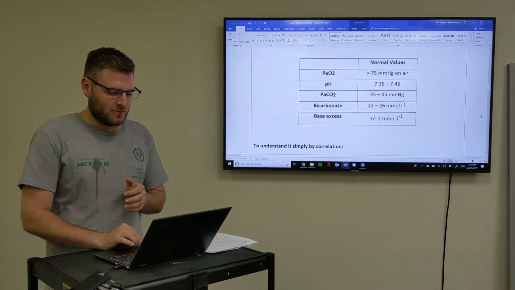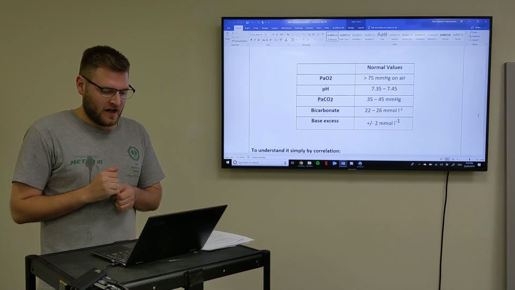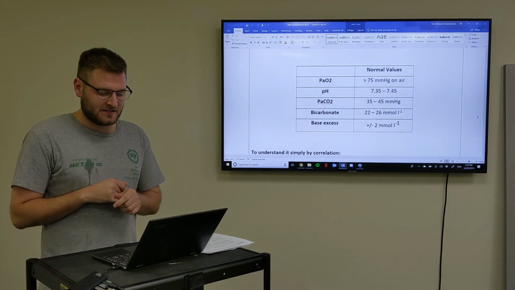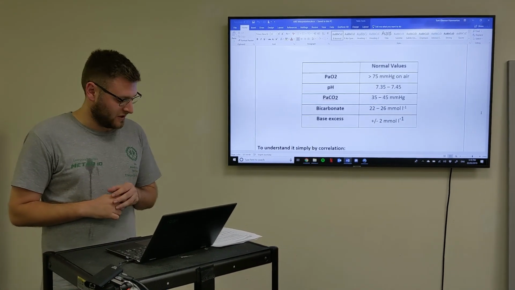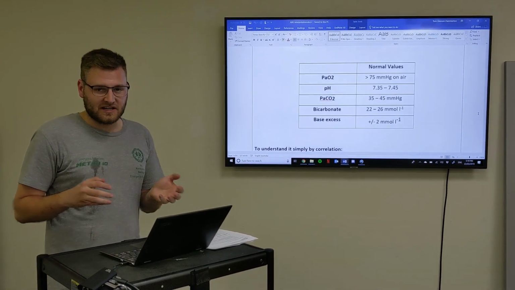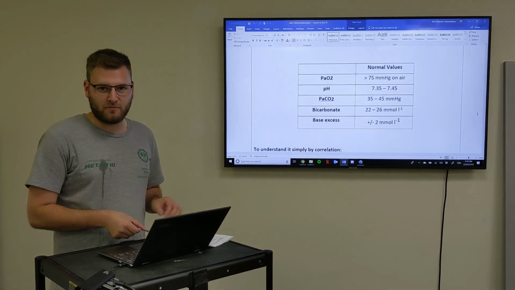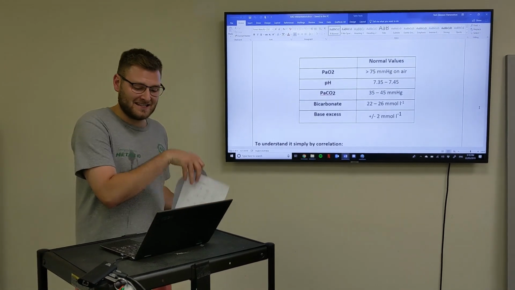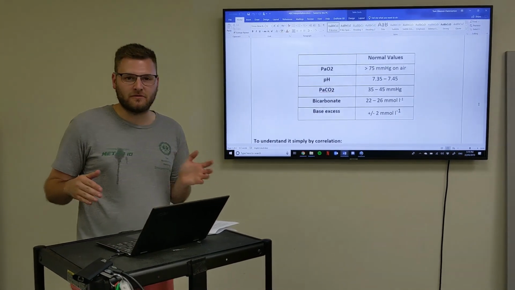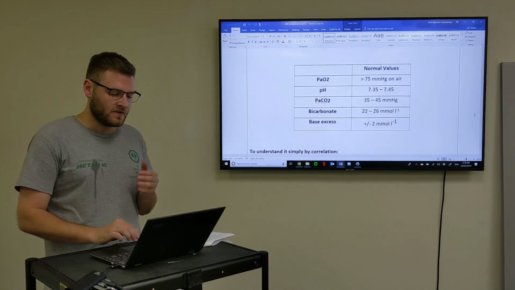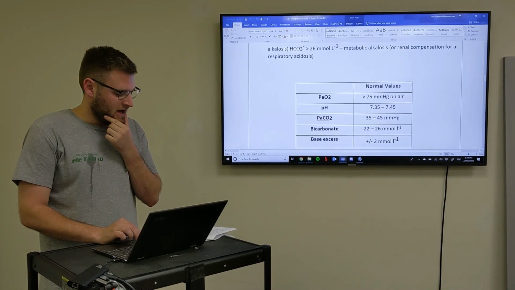In relation to that, you then want to determine the respiratory component. That's where you'd be looking at the partial arterial pressure of carbon dioxide, which would normally be between 35 and 45 millimeters of mercury. If it is greater than 45, you would be looking at a respiratory acidosis, or at least compensation for a metabolic alkalosis. But if it's less than 35, you'd be looking at a respiratory alkalosis, or at least a respiratory compensation for a metabolic acidosis. Finally, you need to determine the metabolic component to the ABG as well.